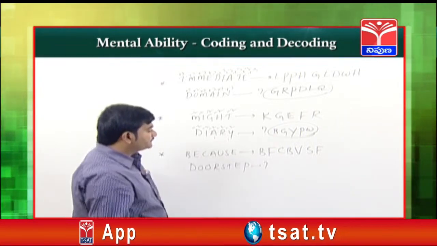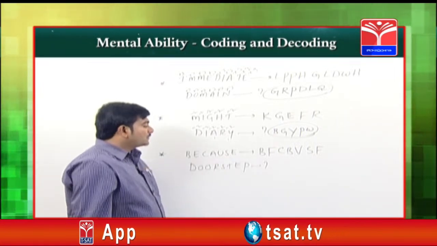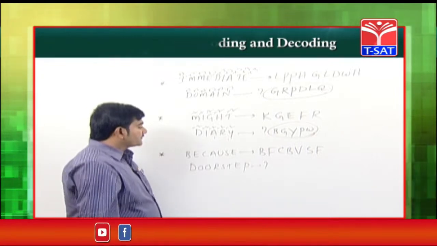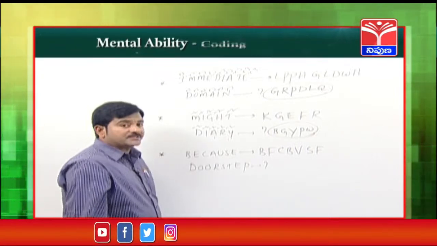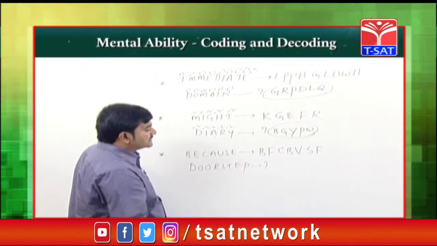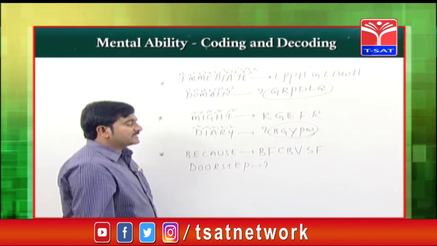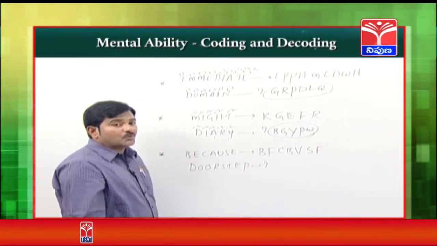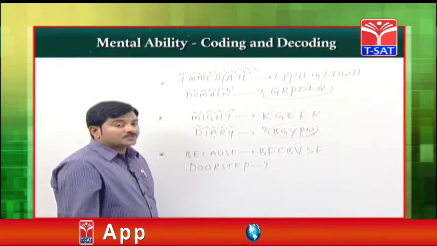In a certain code language, BECAUSE, because is written as BFCBVSF, then what is the code for the word doorstep?